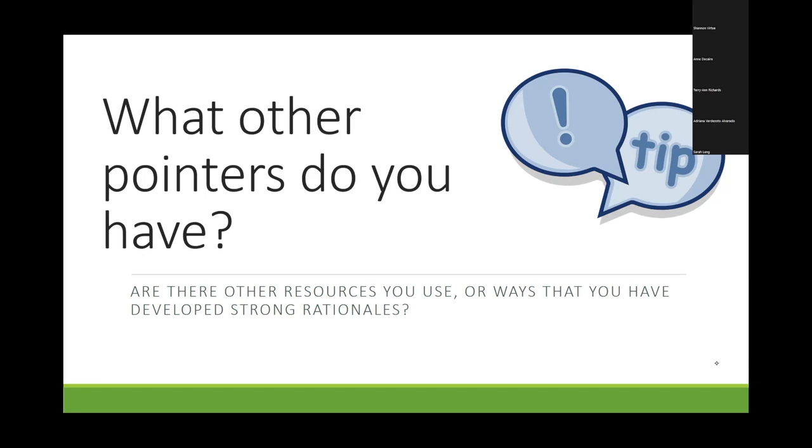Any other comments or questions from participants in the group? All right. I'm trying to advance my screen, but my computer.